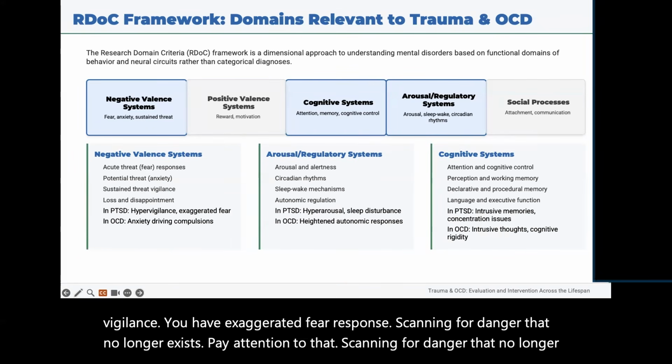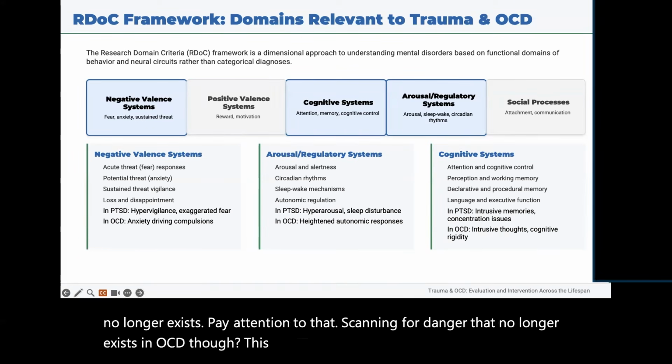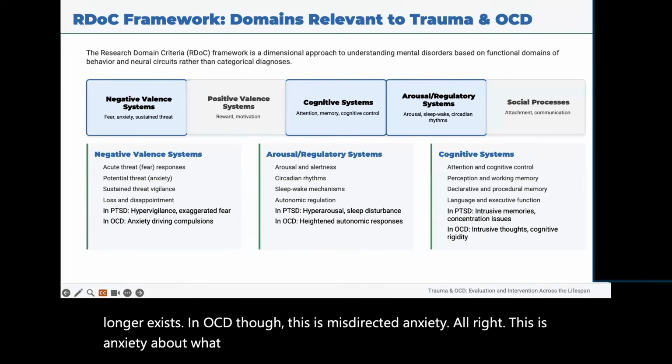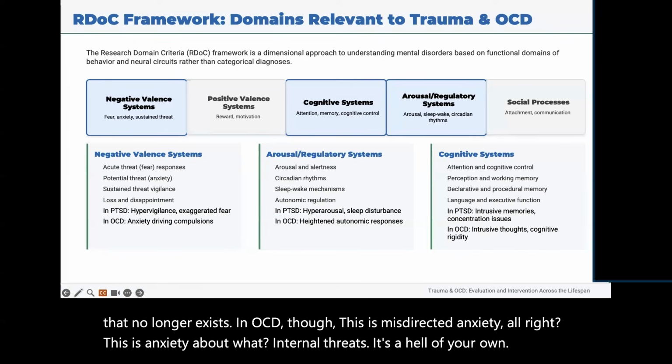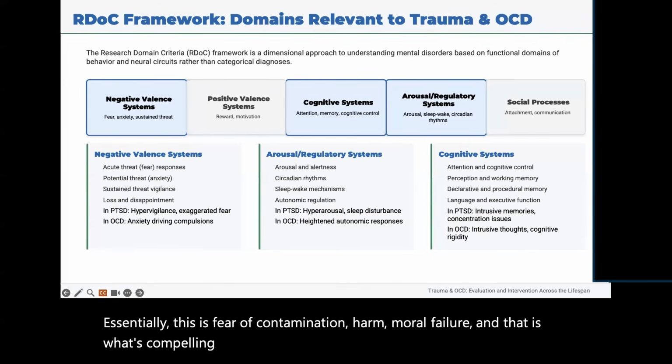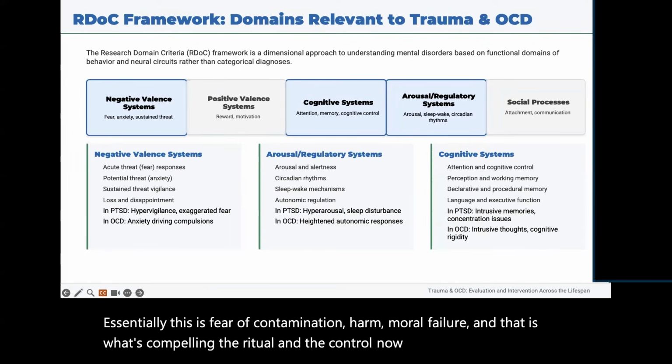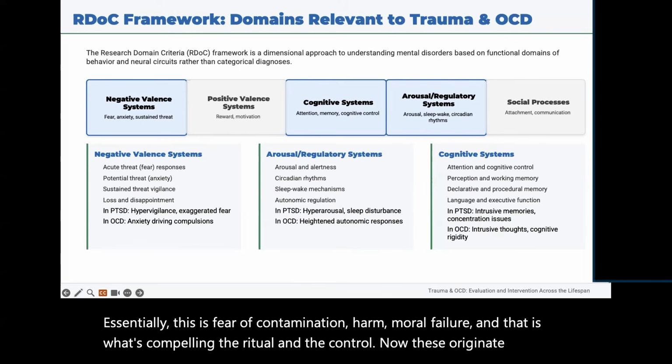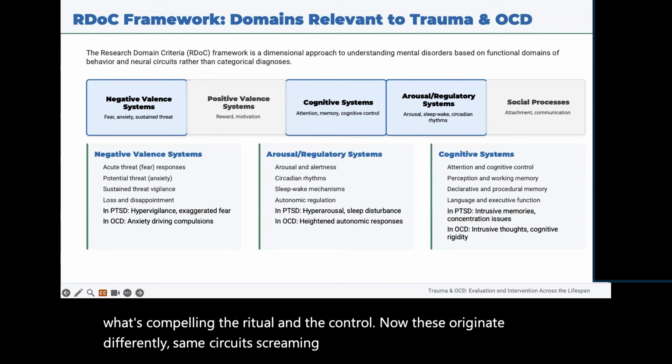In OCD, though, this is misdirected anxiety, all right? This is anxiety about what? Internal threats. It's a hell of your own making, essentially. This is fear of contamination, harm, moral failure, and that is what's compelling the ritual and the control. Now, these originate differently. Same circuits screaming, something's not safe, but it's a different driver.